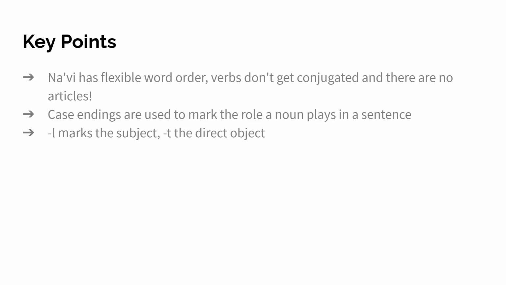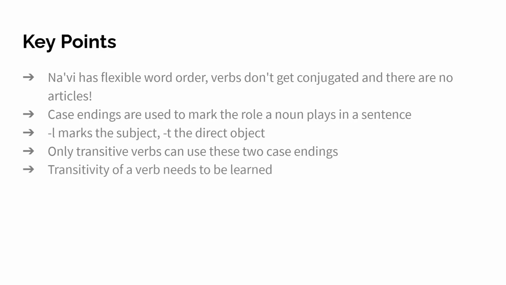L marks the subject and T marks the direct object. Note, however, that L and T of course are only simplifications. Go back to the slide with the overview to see all the forms they can have. Only transitive verbs can use these two case endings. If you have an intransitive verb, you cannot use L and T. You will need other things that you will learn later on.